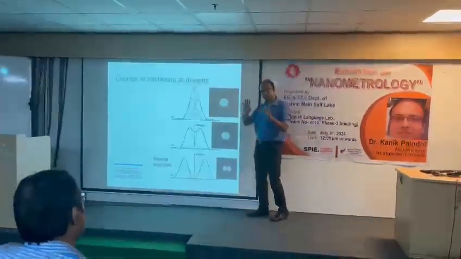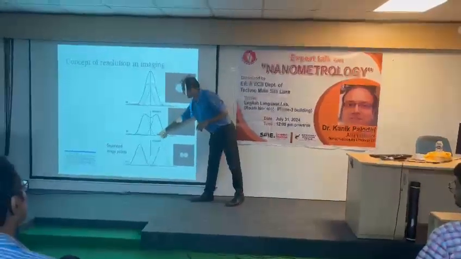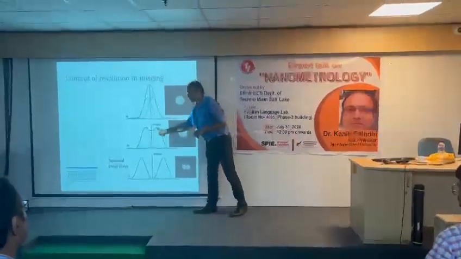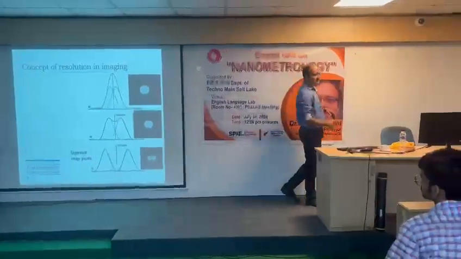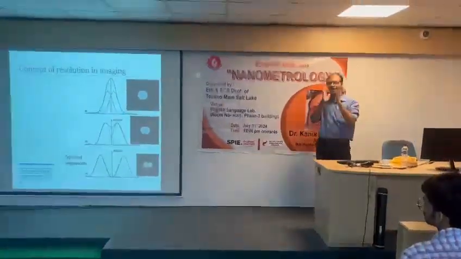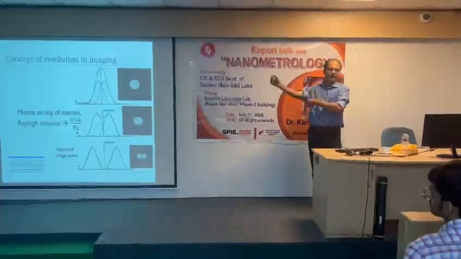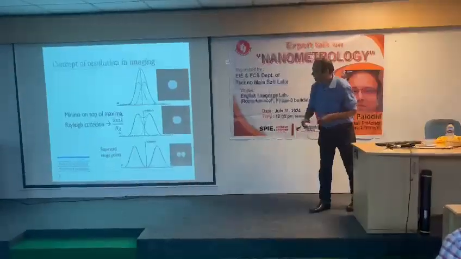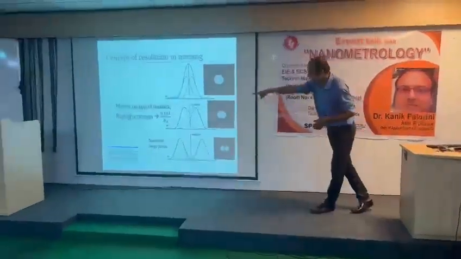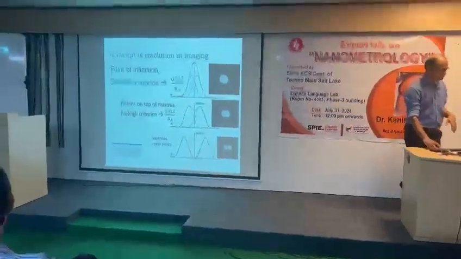So there would be one particular position where the minima of one would be coinciding with the maximum of the other. Okay, and that point is where our eye can separate these 2 points, and that criteria is known as Rayleigh criteria. Okay, and typically the length would be 0.61 lambda by NA, and NA is numerical aperture.